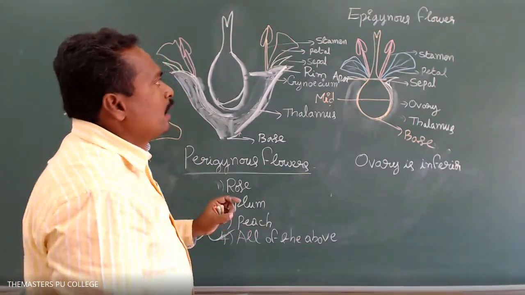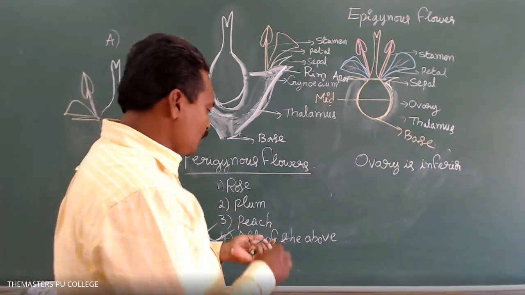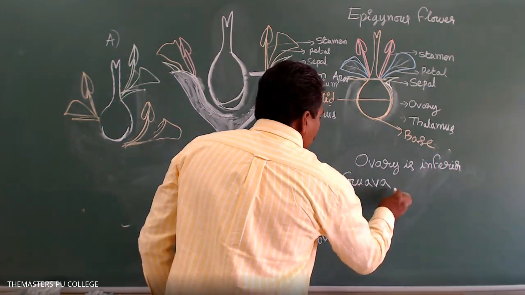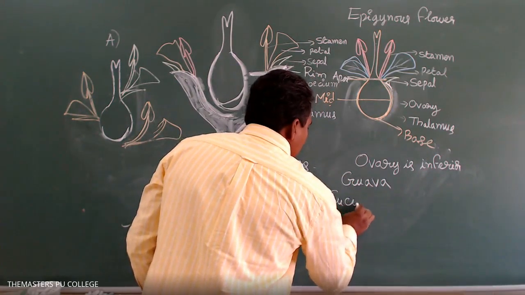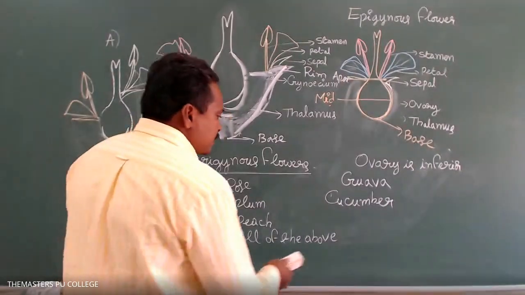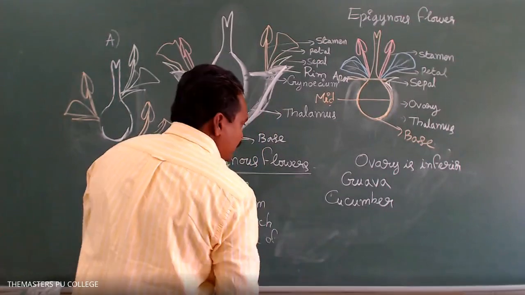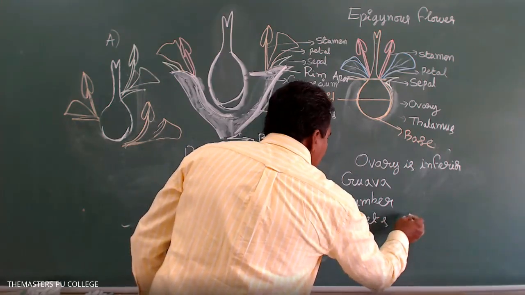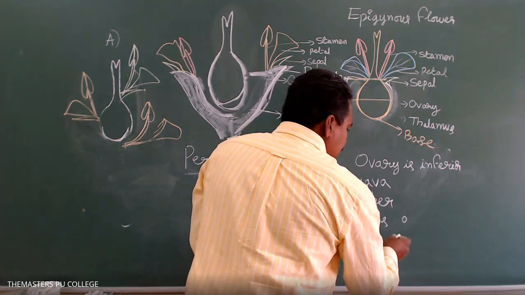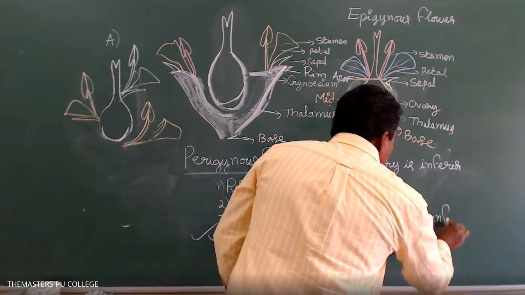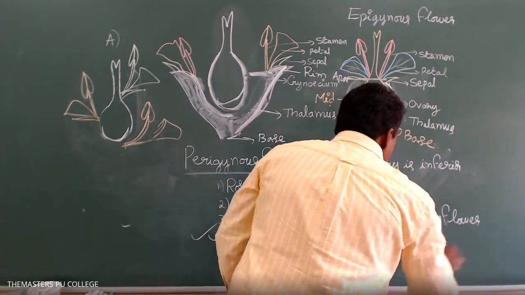Epigynous flowers are seen in guava, cucumber, and the ray florets of sunflower. So what are ray florets? Ray florets means the flower size is highly reduced. Ray florets of sunflower.